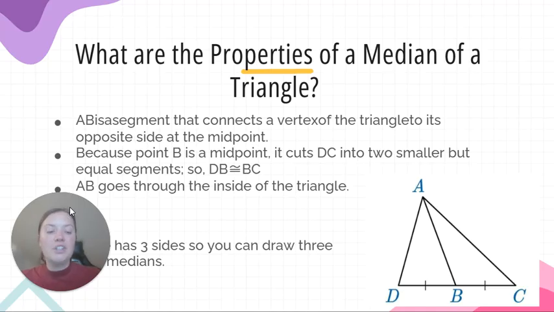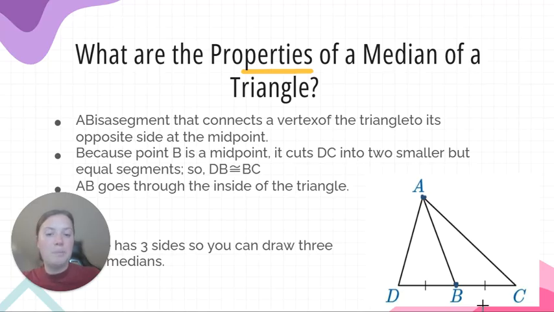A median of a triangle is a line that goes from the vertex of a triangle to the midpoint of the opposite side. So you see here DB is the same size as CB, and this line right here is our median of our triangle. Okay, so AB, when we're talking properties here, AB is a segment that connects a vertex of a triangle to its opposite side. So just like we said, opposite midpoint specifically.